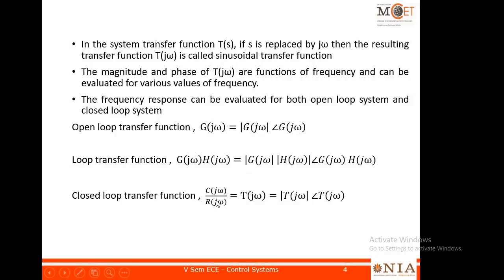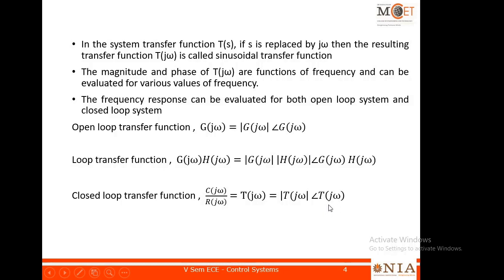If it is a closed loop transfer function, let me write it as T of j omega. For this also you will get a magnitude and phase. Now you have to compute the magnitude for different values of frequencies, and if you plot it between the frequency and magnitude, you will get a frequency response curve for magnitude. And if you compute the phase of the closed loop transfer function for various values of frequencies and plot it between the phase and the frequency, you will get the phase plot. That is also a part of frequency response.